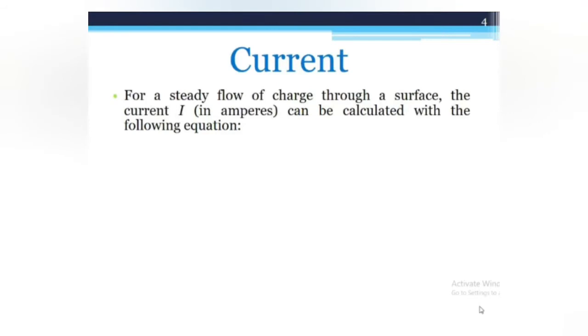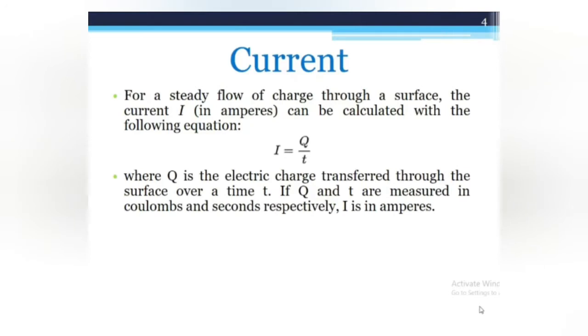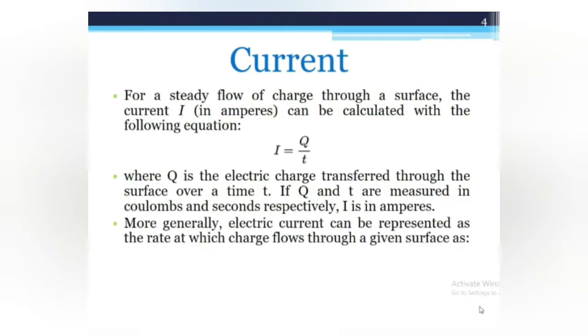For a steady flow of charge through a surface, the current can be calculated with the following equation: I equal to Q by T, where Q is your charge and T is your time taken for transfer of that charge. Right? So if Q and T are measured in coulombs and seconds respectively, then the unit of current is ampere.